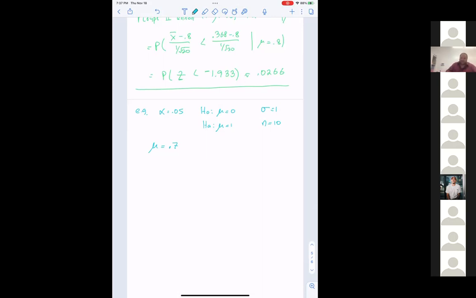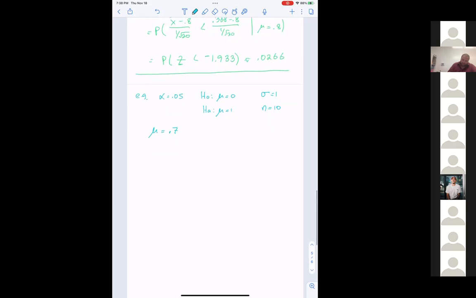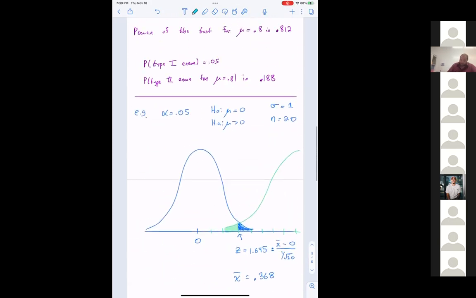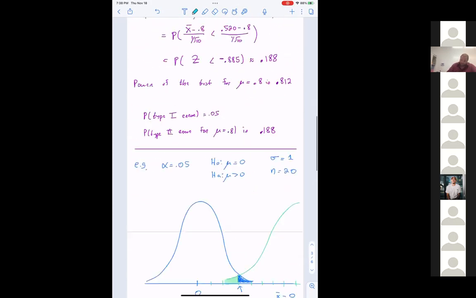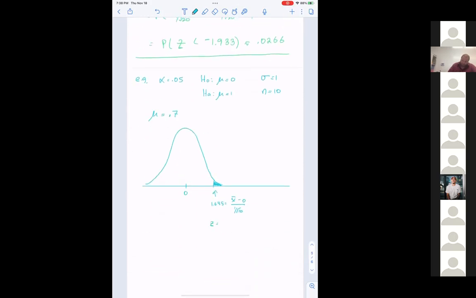Okay, I gotta go. So you guys, if you're still working, still work, but I'm going to go ahead and do it. The first thing I'm gonna do is draw the original curve with its center at 0 and its cutoff point over here at 1.645 with its X bar minus the assumed null hypothesis of 0 over 1 over root 10. In fact, we already have that for the first one, which was 0.520. So X bar is equal to 0.520. That's my cutoff point.